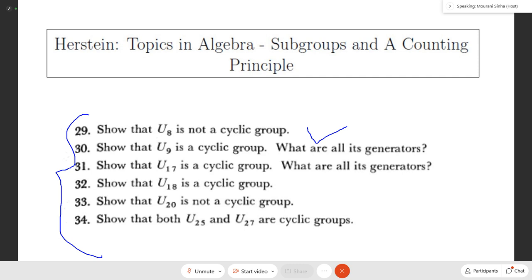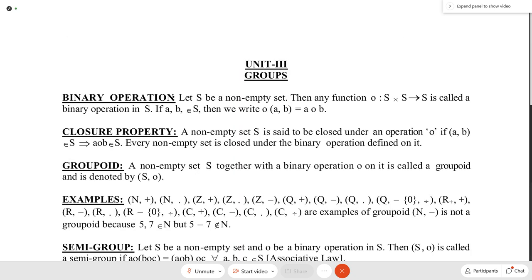There are some more notes I would like to show you. Okay, there is one more doc file I have, which I would like to share with you. It starts with what a binary operation is, closure property, groupoid, and the examples. This is why I want to share this with you. Okay, I will give it to you in Google Classroom. Look at the examples. Whatever objective questions I give, you should know. So groupoid is all this.